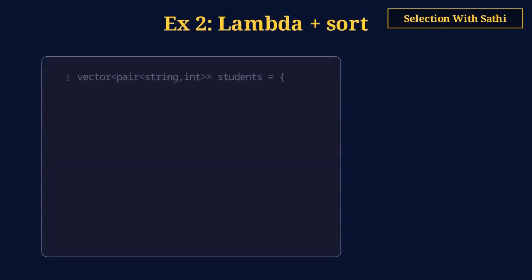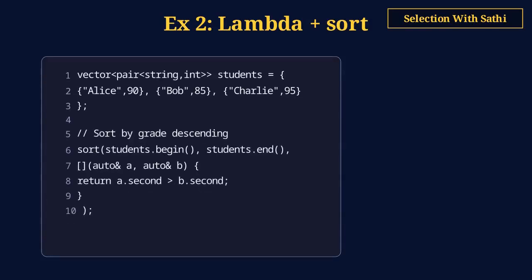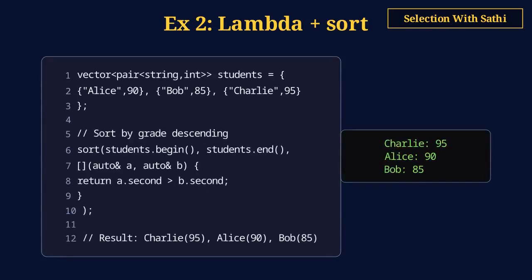Second example, lambda with capture for filtering. We have a vector 1, 2, 3, 4, 5, 6, 7, 8. We define a lambda is_even that takes an int and returns true if it's divisible by 2. We use remove_if with a lambda that checks if a number is odd. remove_if moves all matching elements to the end and returns an iterator to the new logical end. Then v.erase removes those elements permanently. Result: the vector contains only 2, 4, 6, 8.